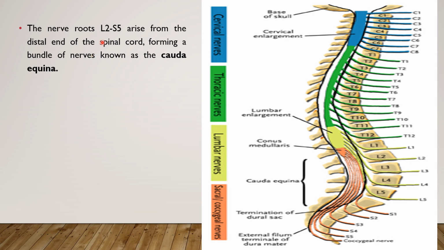Then the nerve roots from L2 to S5 arise from the distal end of the spinal cord, forming a bundle of nerves, as we have seen already, the cauda equina. This is the conus medullaris, the end of the spinal cord. From the end of the spinal cord, a bundle of nerves emerges, and those nerves together are called the cauda equina. Here you can see cervical nerves, thoracic nerves, lumbar nerves and sacrococcygeal nerves, and the cauda equina.